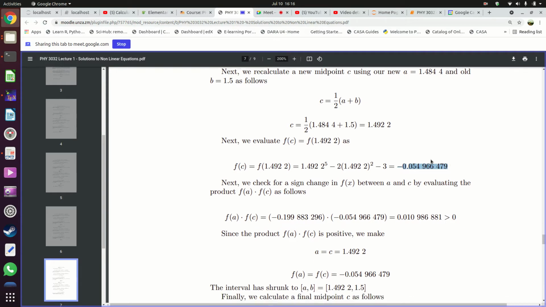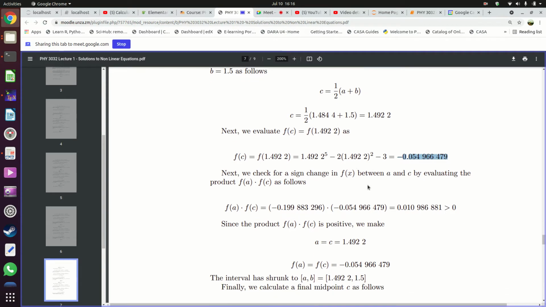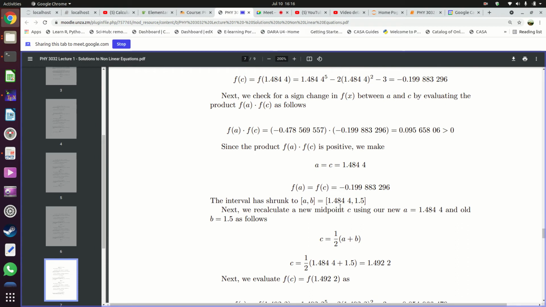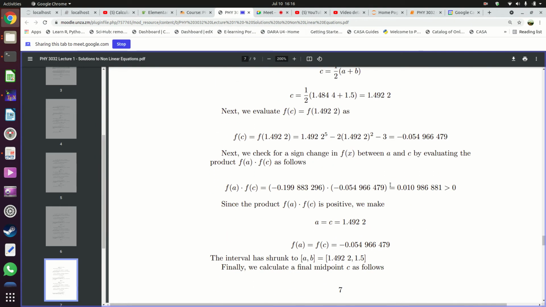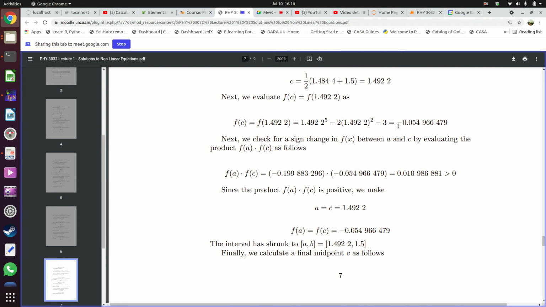With this new midpoint you have found, you want to find out if there is a root between A and C by working out this product, f of A times f of C. The value of f of A is what you have here. This is our new f of A. So that new f of A times our new f of C, which is this here. You've got negative times negative, you get a positive, greater than 0.